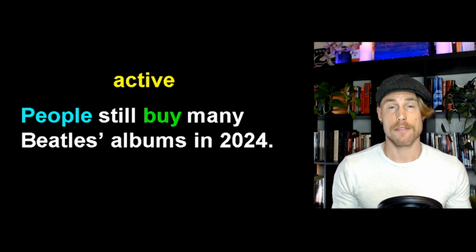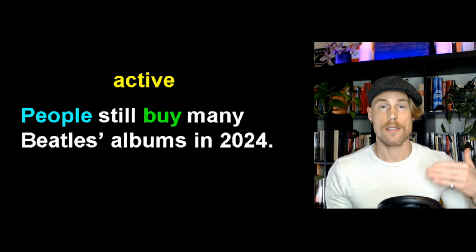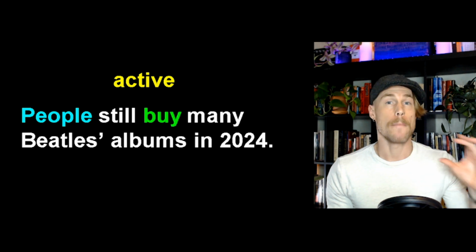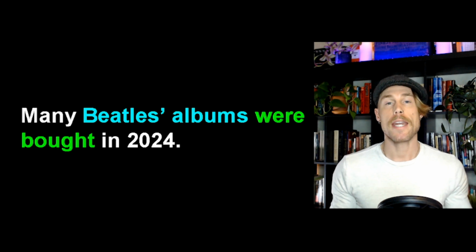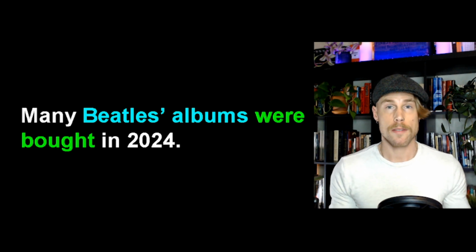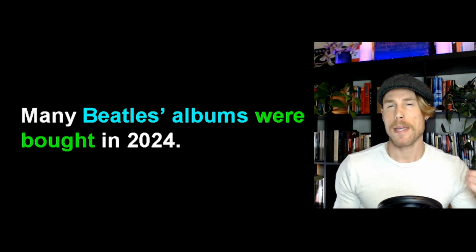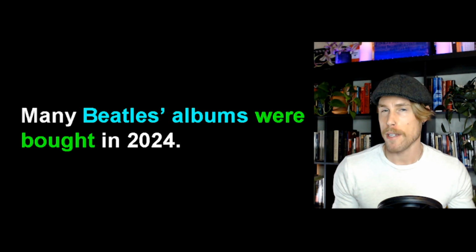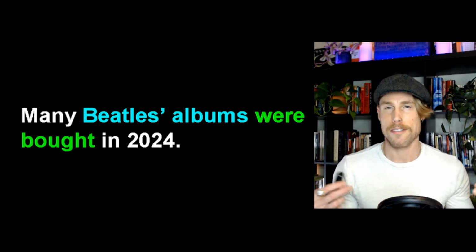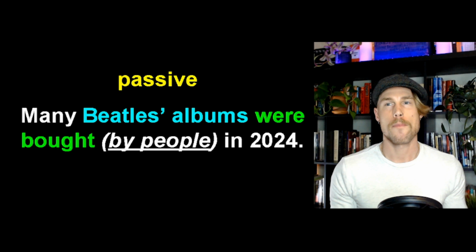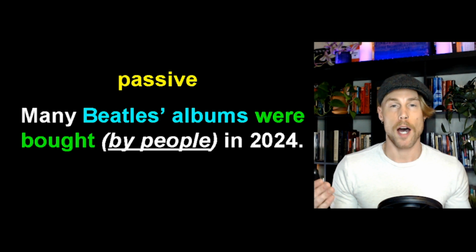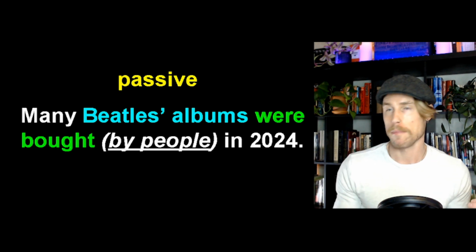This is active voice. The subject does the action. People buy Beatles albums. Many Beatles albums were bought in 2024. Maybe I should have said 2023 because 2024 just started, but you get what I mean, right? This is passive. I can also say many Beatles albums were bought by people in 2024.